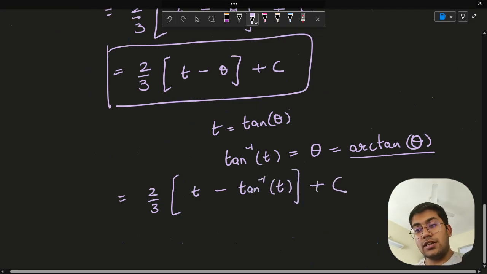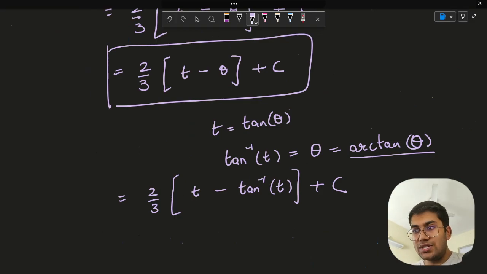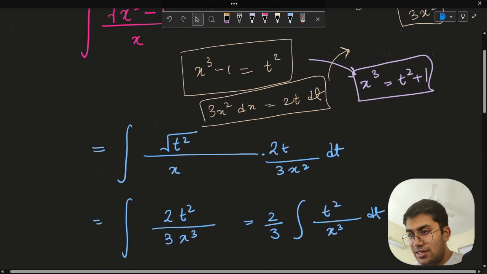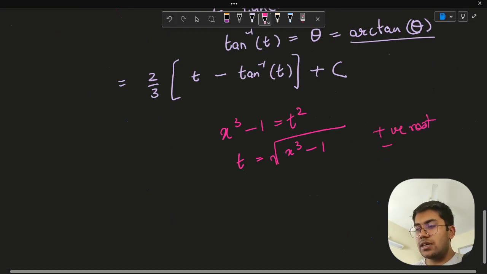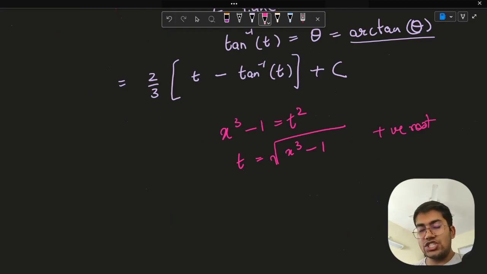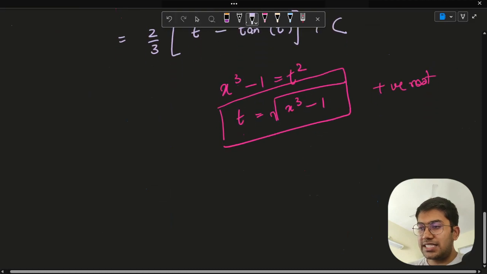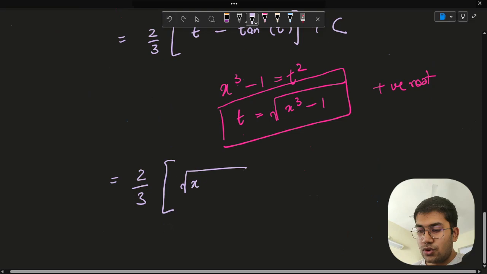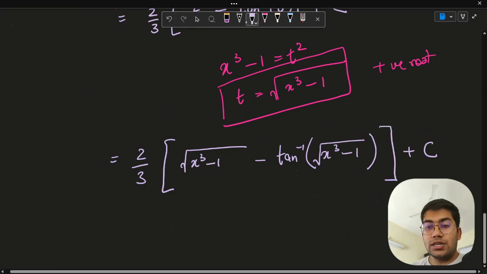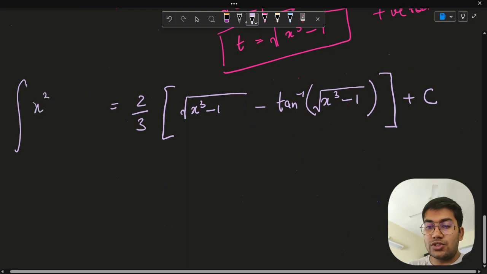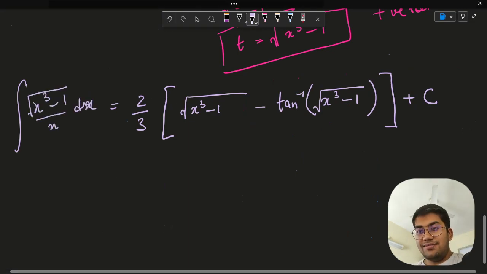Okay, so the next step is, Sinan, again I'm not able to see x, right? So again you back substitute. x cube minus 1 is my t square, so t is equal to the square root of x cube minus 1, assuming we are taking the positive root. If the domain is given, you need to check whether to take the positive or negative root, but this is indefinite integration, so leave that. So now 2 by 3 t is 2 by 3 square root of x cube minus 1, minus tan inverse of the square root of x cube minus 1. So the solution for this integral over dx is this. So we are done, and yep, this is complete.